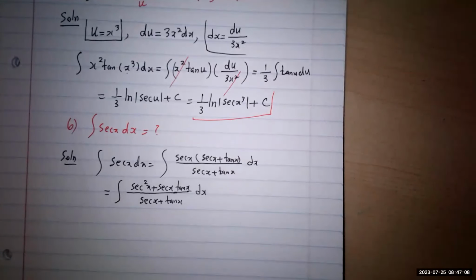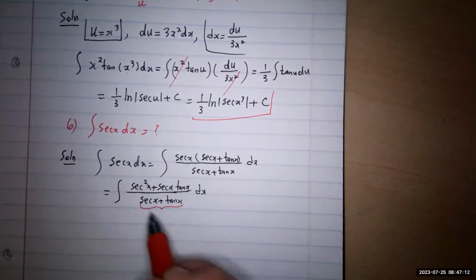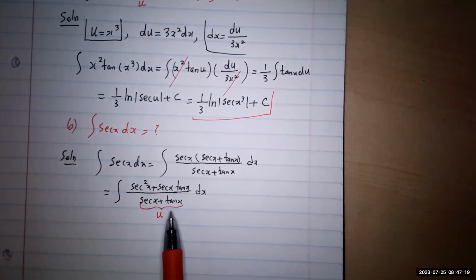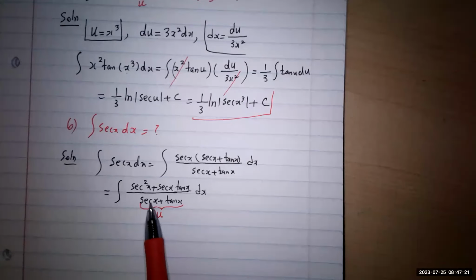You see now, if you take this one to be u, what's going to be du, or what's going to be the derivative? You see the derivative of this one? The derivative of a secant is secant tangent plus the derivative of a tangent, secant square. So this is u prime dx. So if you take this one to be u, everything on the top here gives you the du. So this would be the same as 1 over u du.